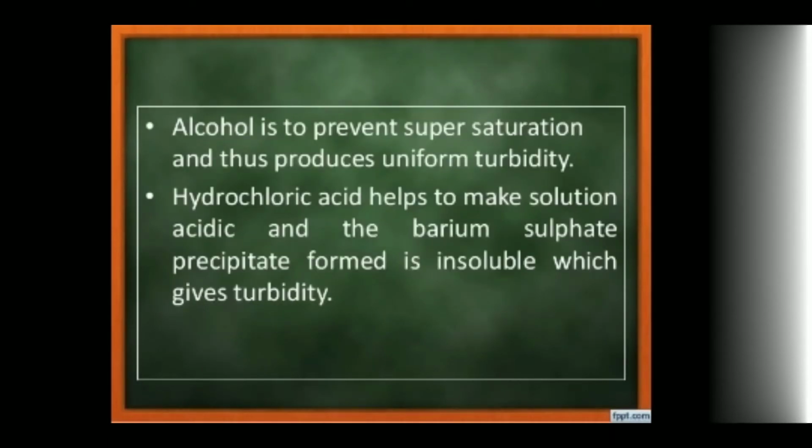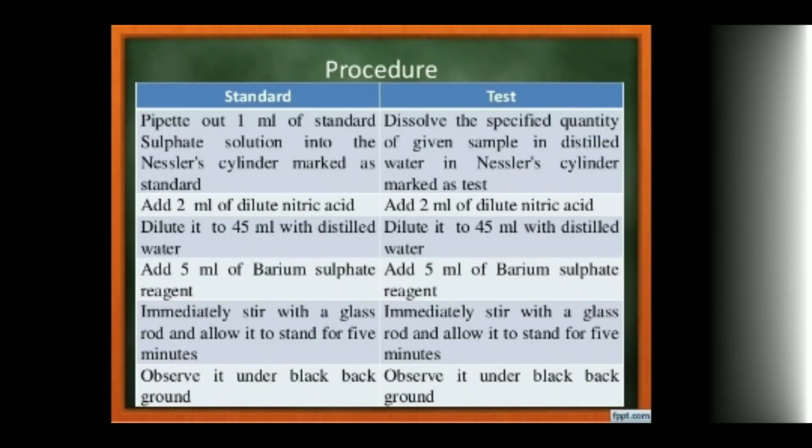Alcohol is to prevent supersaturation and thus produces uniform turbidity. HCl, that is hydrochloric acid, helps to make the solution acidic, and the barium sulfate precipitate formed is insoluble, which gives turbidity. Now coming to the procedure for limit test for sulfate.